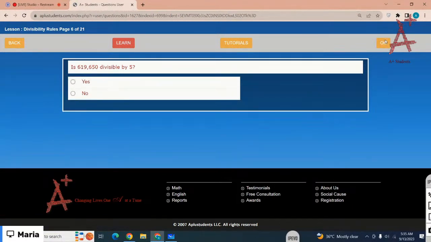Yes, I forgot actually. Is 619650 divisible by 5? Yes, it is because the last digit is 0. So the number is divisible by 5. The correct option is yes.